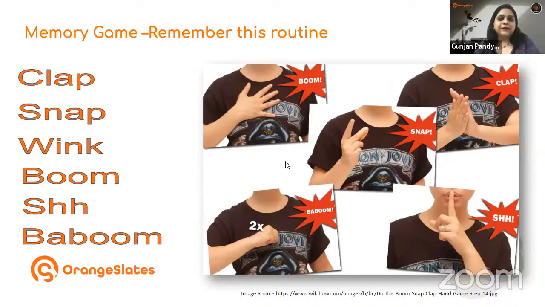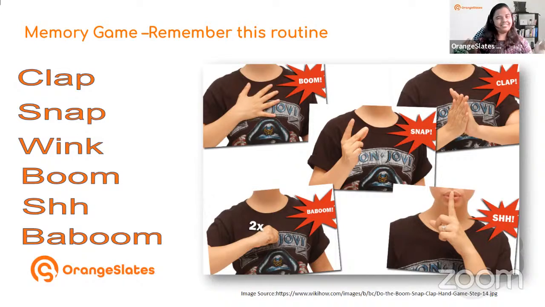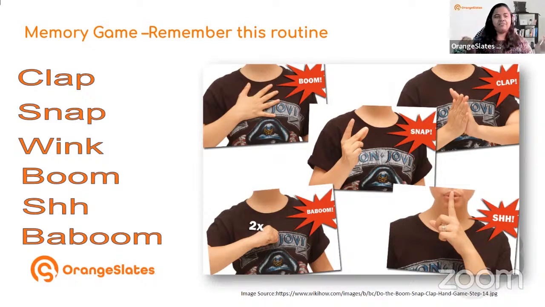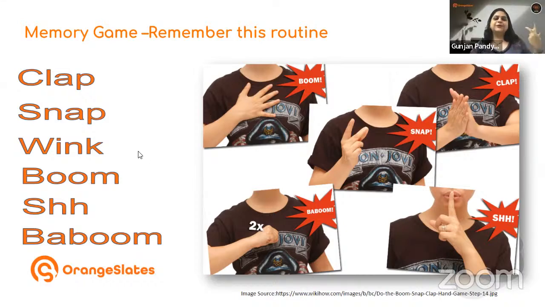So again, now let's do some activity. I want you to clap, snap, wink, boom, shh, kaboom. Let's do it quickly. 1, 2, 3. You will also do it with me, right? It's written there, so you'll not forget. Clap, snap, wink, snap, boom, wink, shh, boom, shh, kaboom. Clap, clap, snap, wink, boom, shh, ba-boom. I do this very well. It takes time to get into a routine, but you remember. I get into these routines very fast.